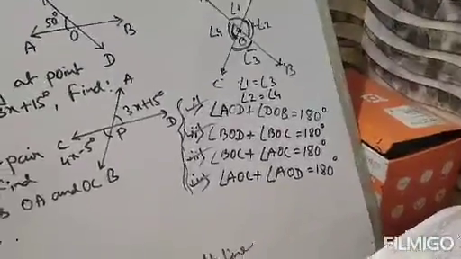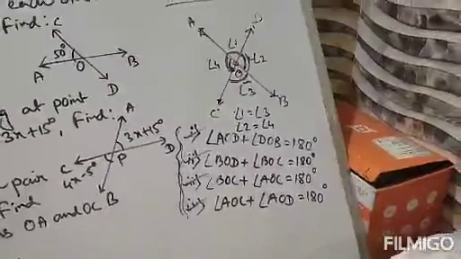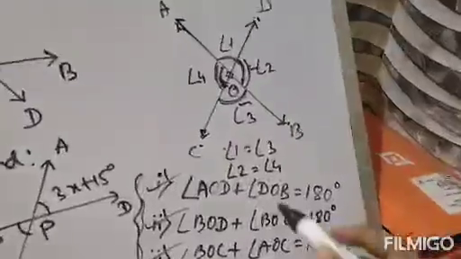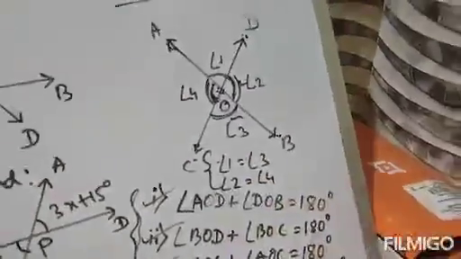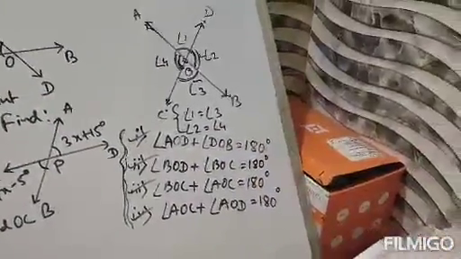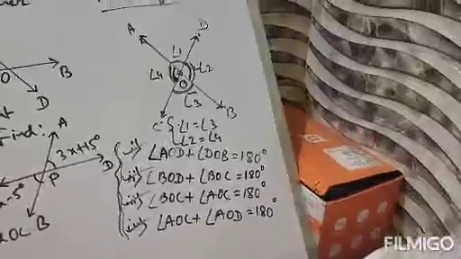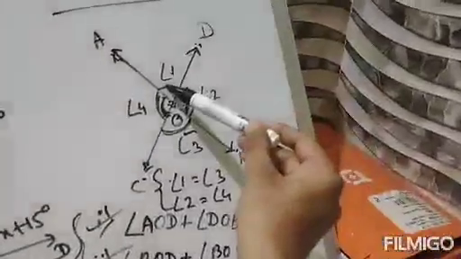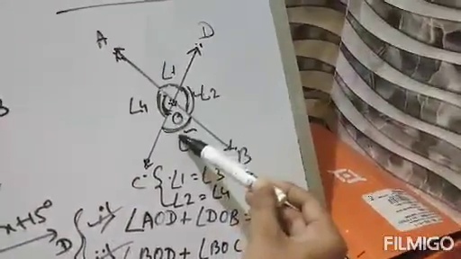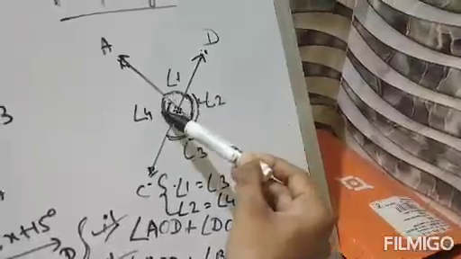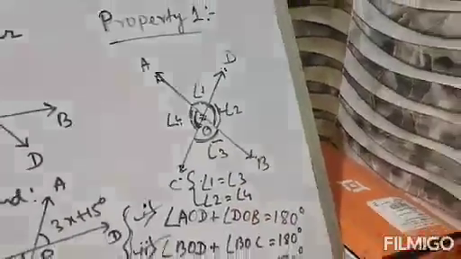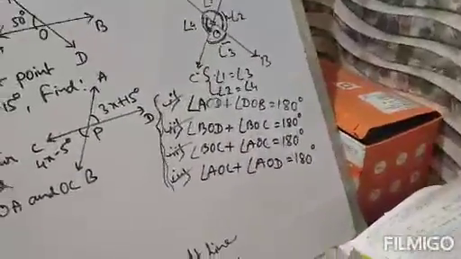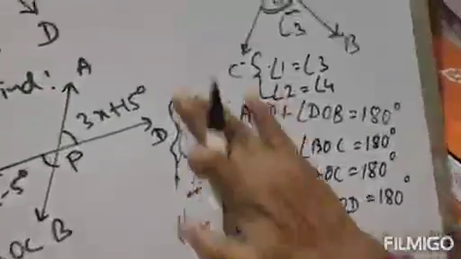The second statement is that vertically opposite angles are always equal. That is this statement. Mathematically it is expressed as vertically opposite angles are always equal. This angle is vertically opposite to this angle, so these two angles are equal, and this angle is vertically opposite to this angle, so these two angles are equal. So this is all about your first property, or property 1.